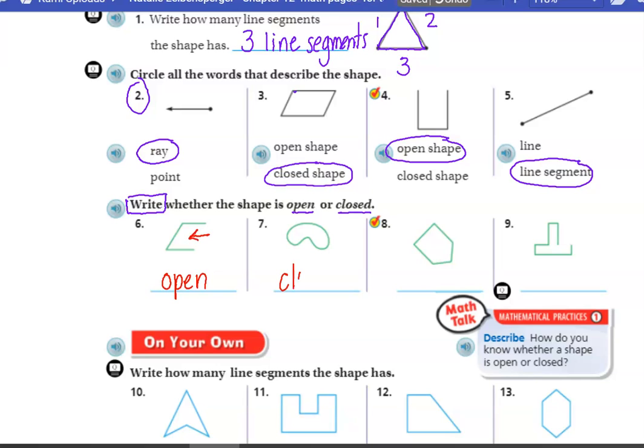Number 7 is closed. If I start here and make a line around, it closes up. Number 8 is closed. Same thing. I can start at one point and continue on, and I'll end at that same point that I began at. And number 9 is open. I can walk right inside that shape. So how did you do on those?